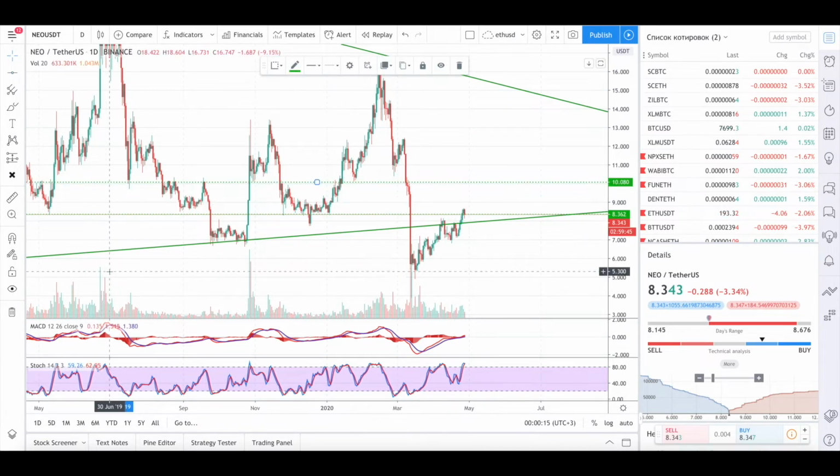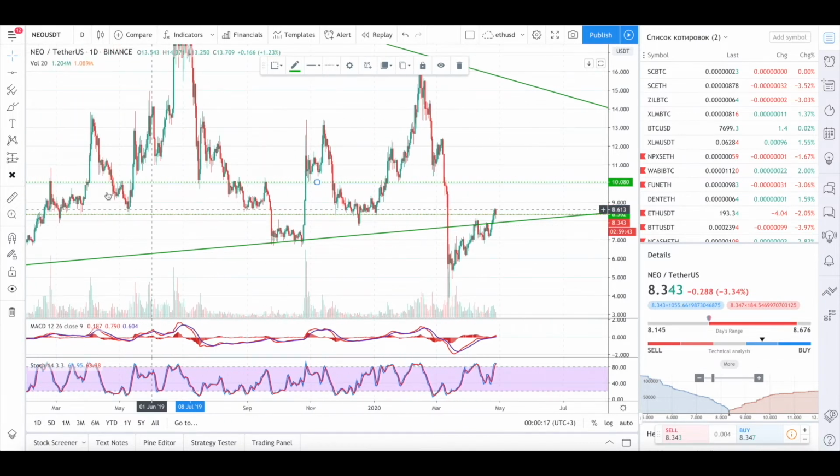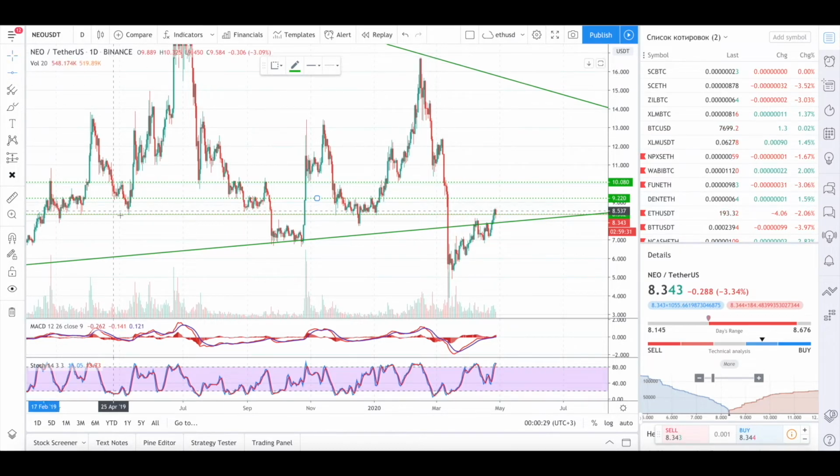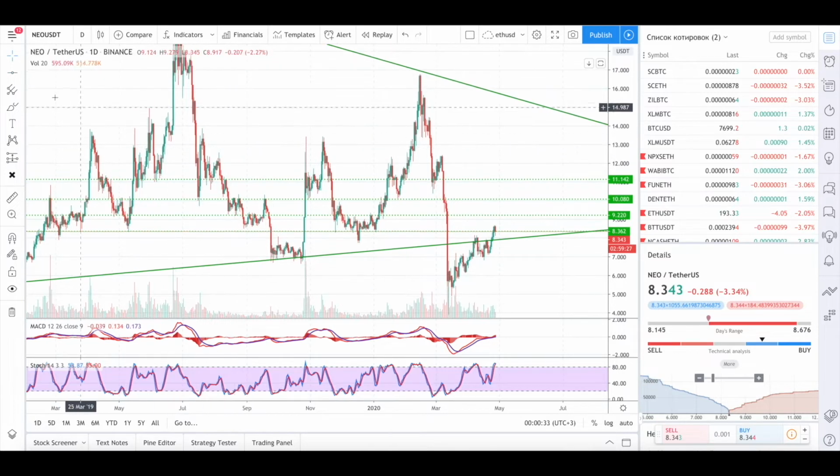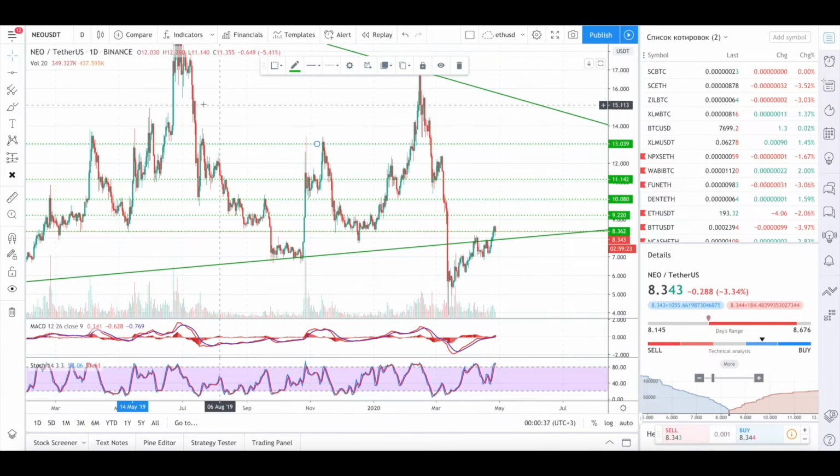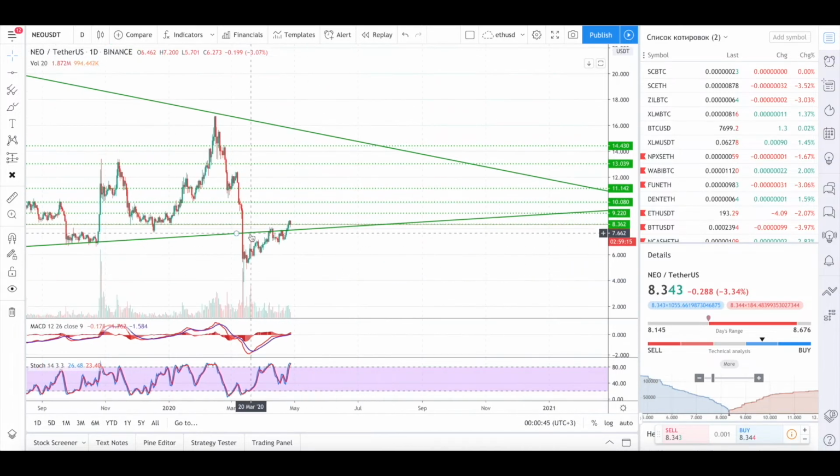It's 9.2 and $10. The next level is $11.15, $13, $14, and these are the main levels in this triangle. Most likely the coin will rebound from this level and reach this border, this trend line.